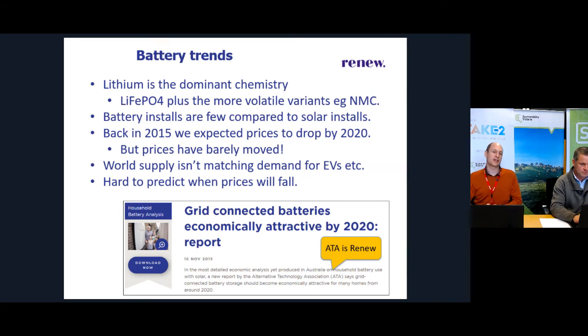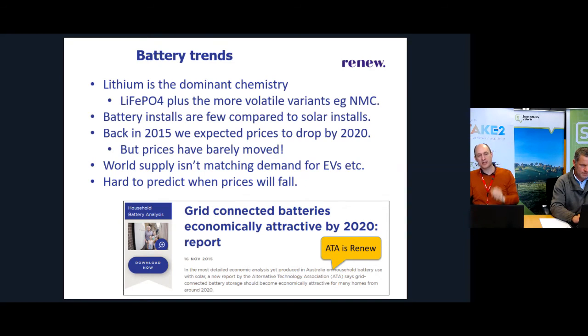Then there's a whole bunch of other chemistry that is generally called lithium ion, like ION rather than IRON. An example of that would be NMC, which is nickel, manganese, cobalt. So just because something's lithium, that doesn't tell you everything you need to know, I guess. And there are subvariants within that.